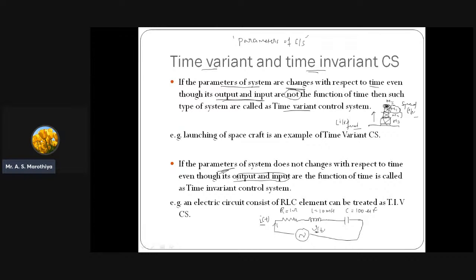So, the series RLC circuit is going to be time invariant because once we have decided to design this particular system, the values of RLC are going to be almost constant irrespective of time. That means if you check the value of RLC at this moment or after 1 year, the values are almost going to be the same. But the voltage applied to the circuit and the current flowing through the circuit are the function of time. Hence, this is the example for time invariant control system where the parameters of the system are not the function of time, but the input and the output are going to vary with respect to time.